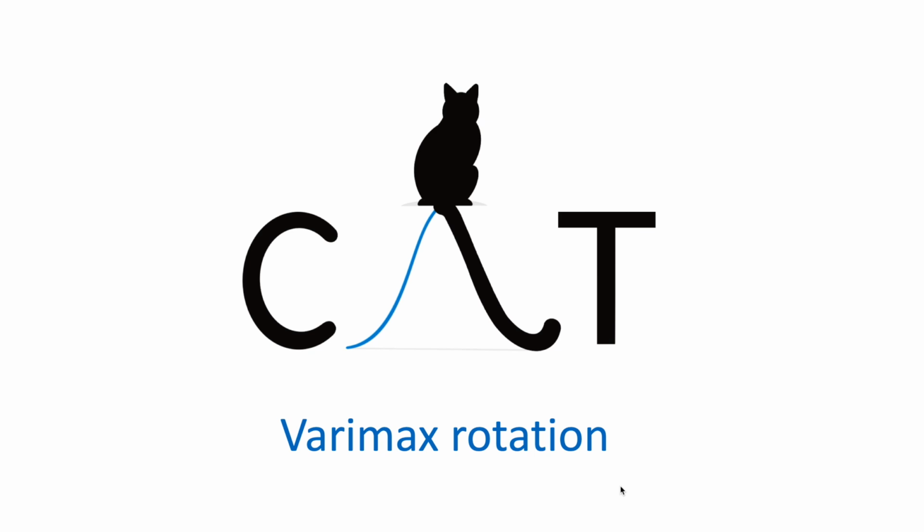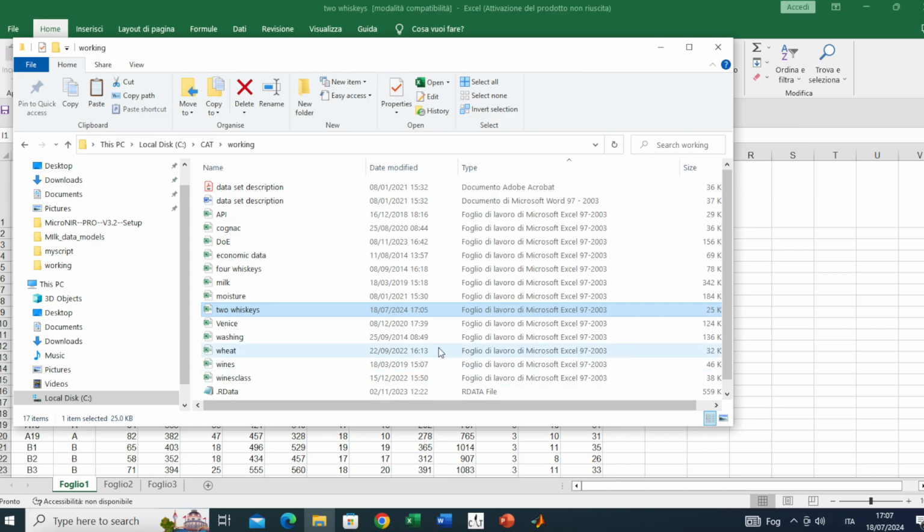Hello everyone! In this video I'll show you how to perform a Varimax rotation after a PCA. To start off, let's consider the dataset I used for the video of PCA, the two whiskies. You can find the link to the PCA video in the description below.